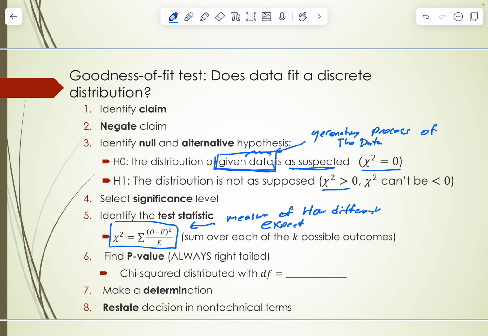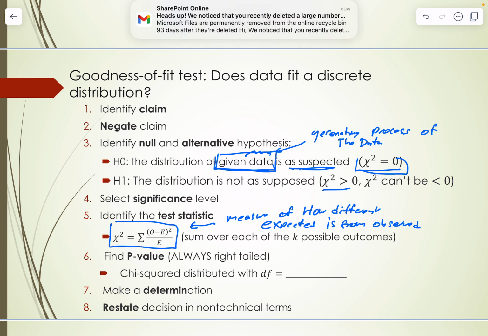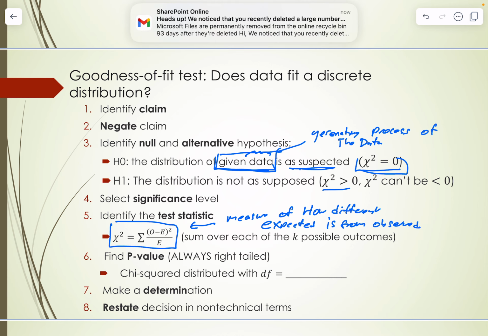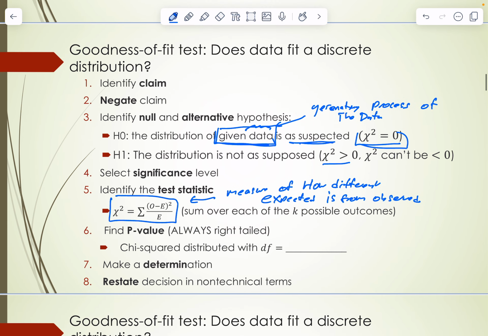So it's a measure of how different expected is from observed. So if we say that chi-squared equals 0, that means that the data completely agrees with suspected, completely agrees, and that would suggest, as best as anything could, that the underlying process agrees with the suspected. Okay.